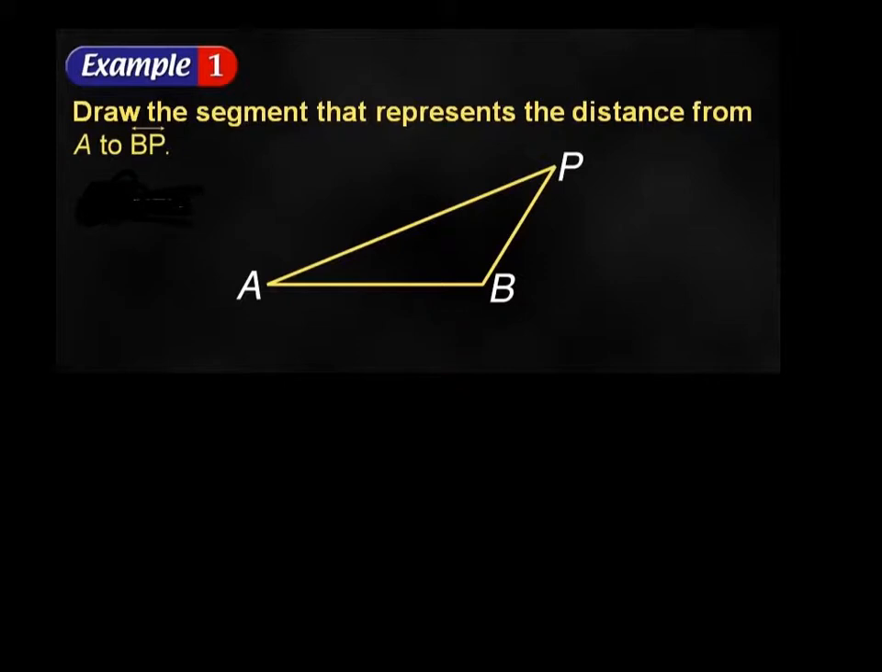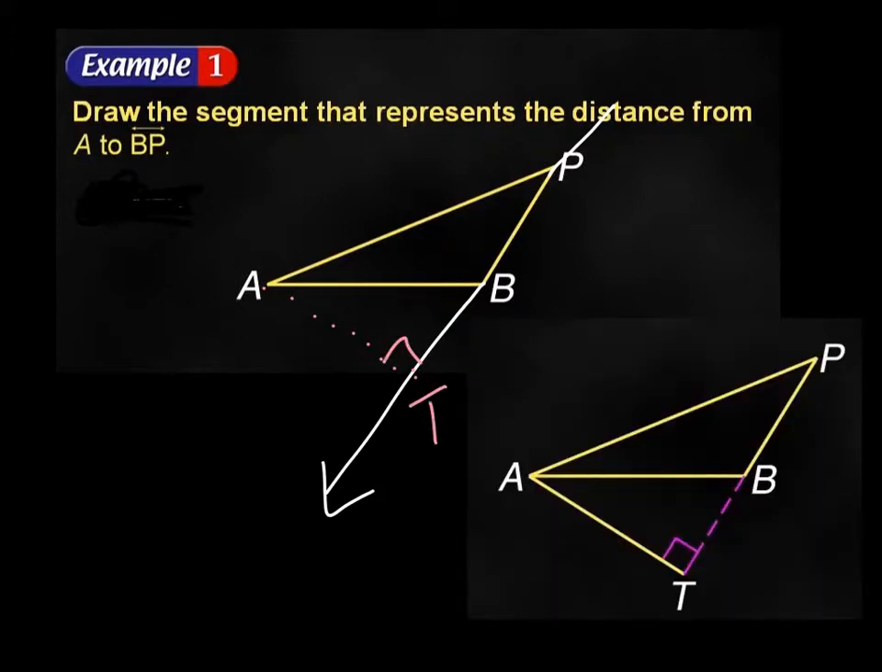Draw the segment that represents the distance from point A to line BP. Oh, that's a line. That means we could extend it forever in both directions. And we need to extend line BP because to make it perpendicular, it wasn't long enough. And you can compare my freehanded version to the computer drawn one. So the line that we needed there was line AT.